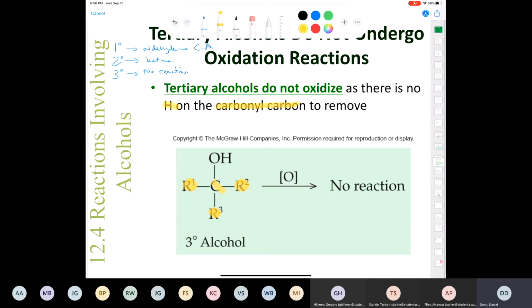So nothing happens. And I can tell you that there's a lot of things in chemistry that have exceptions, a lot of rules with exceptions, but this is one rule for which there are 0 exceptions. So you don't have to worry about exceptions at all in this. Every time you see a tertiary alcohol and somebody writes oxidation, you write no reaction and you'll get full points.